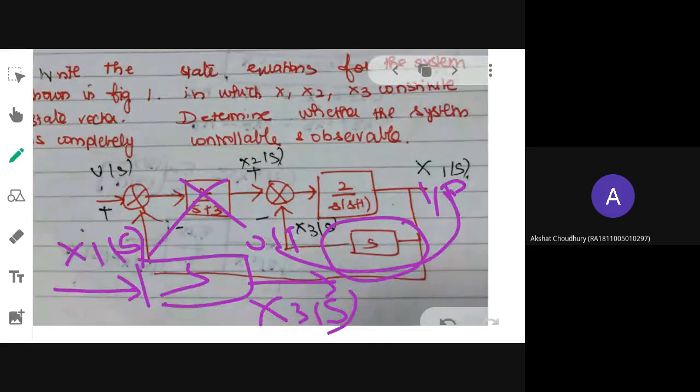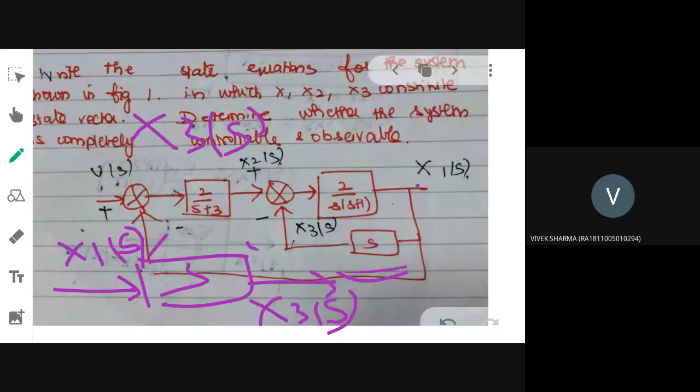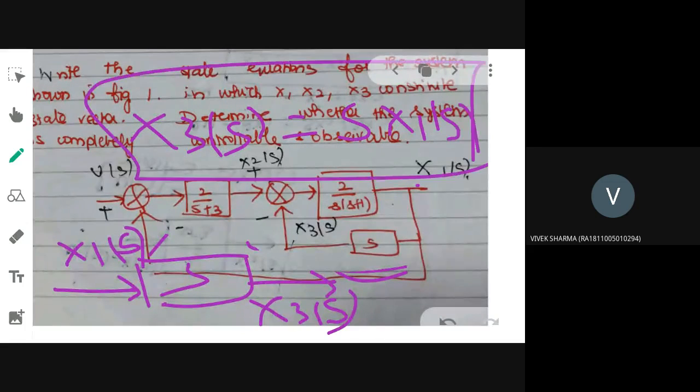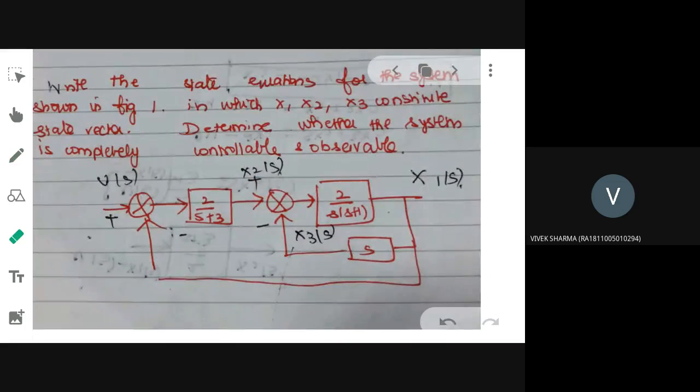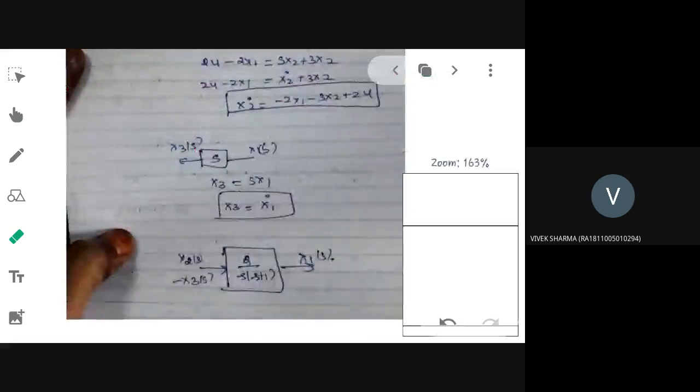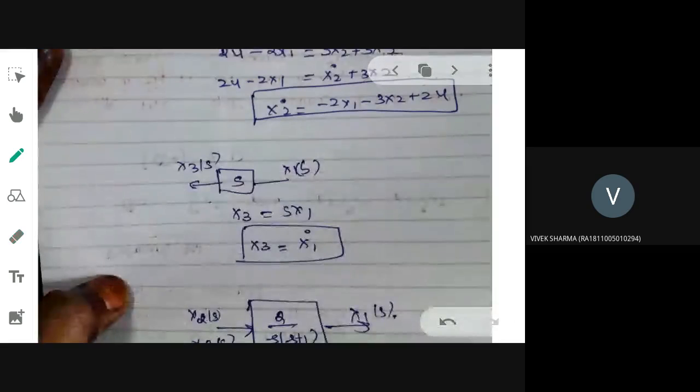Okay, understood now? Akshat? Ma'am, I was thinking of upper. I was not saying lower. Okay, now tell me what is output. X3 of S is the output. So what is X3 of S? S into X1 of S. Okay, so that is the second equation. Let us stick on the equation, whether it is correct or not. Okay, have you got that? Correct now?